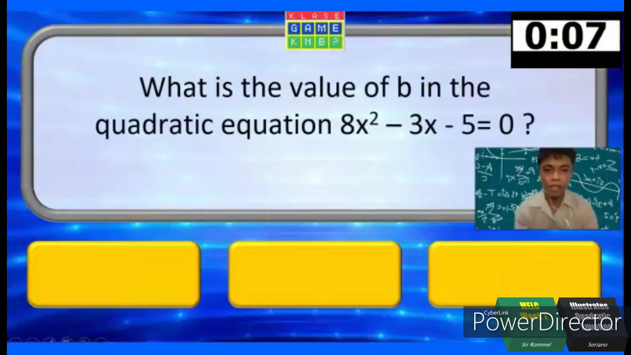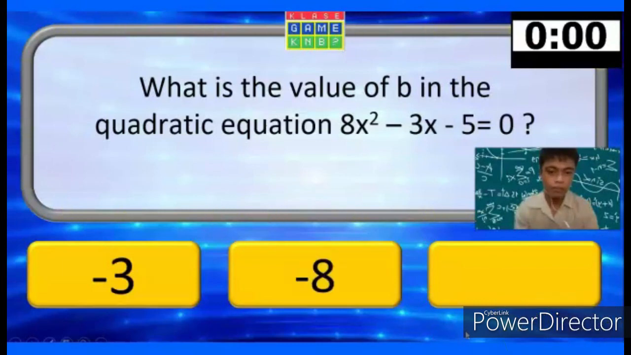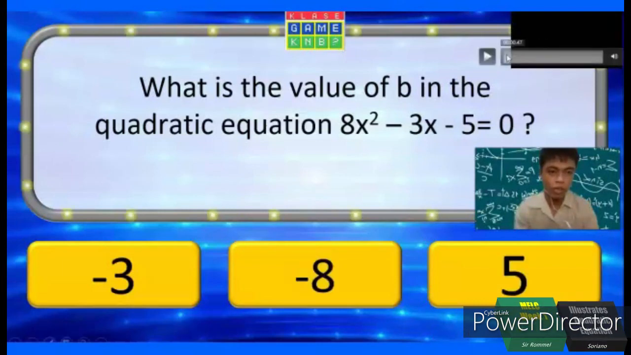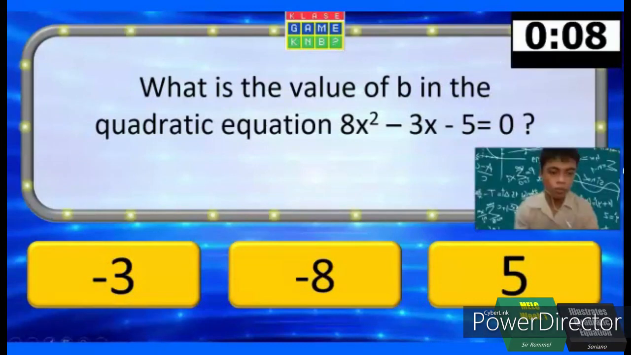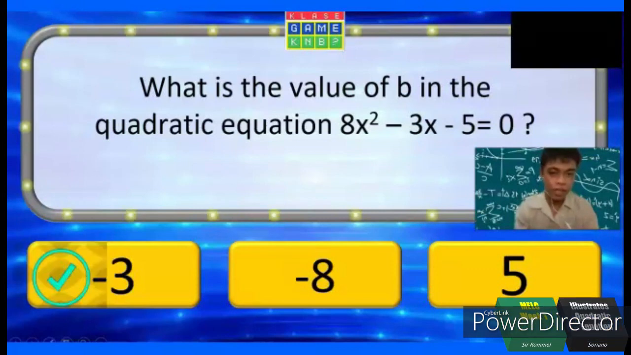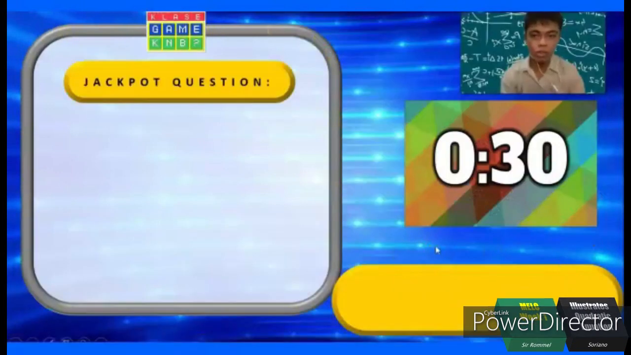What is the value of B in the quadratic equation 8x squared minus 3x minus 5 equals 0? Negative 3, negative 8, or 5? Go! Okay, ano kaya answer? The correct answer is negative 3. Congrats! Okay, let's proceed now to jackpot question.